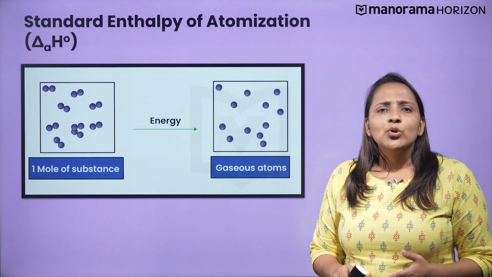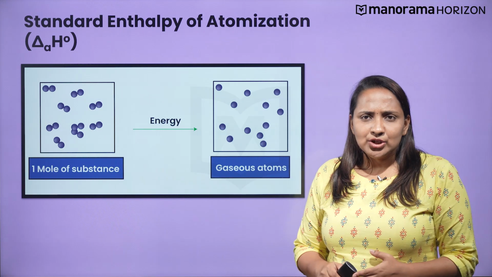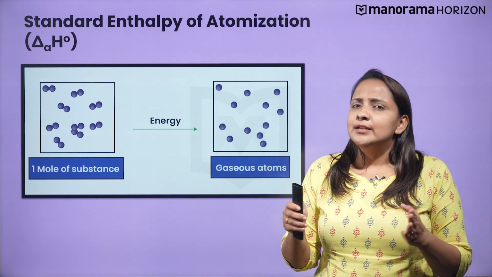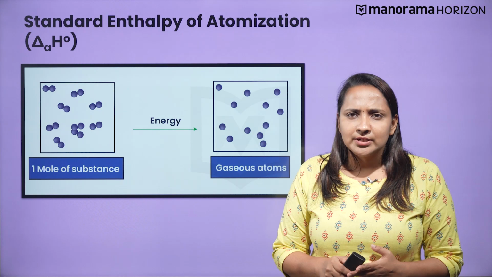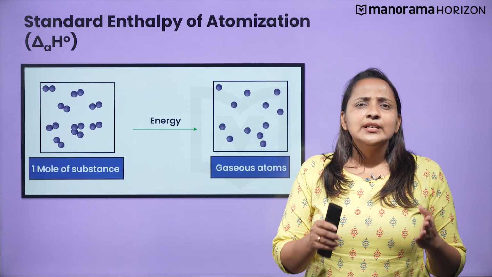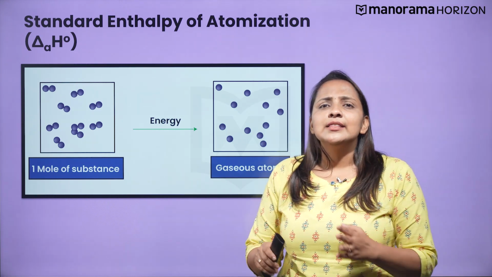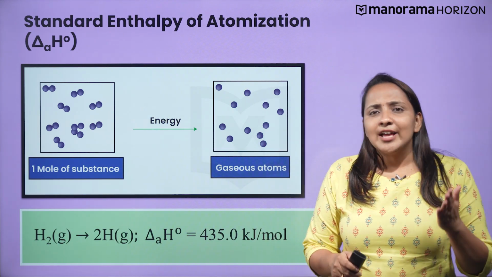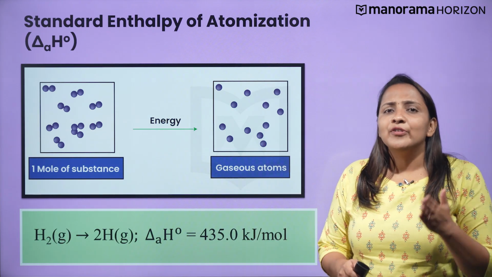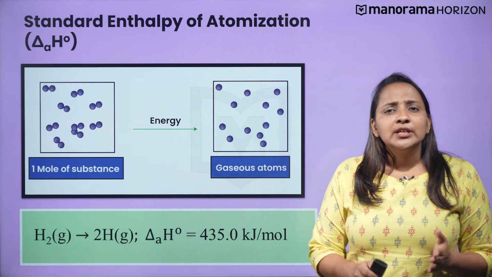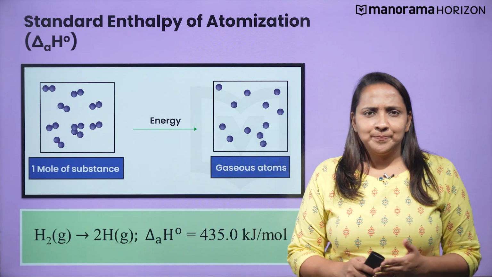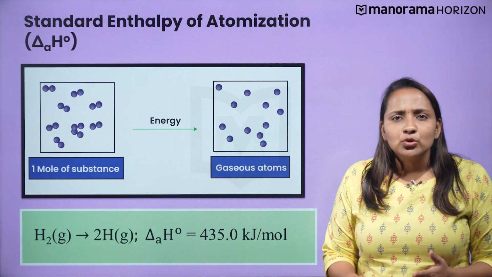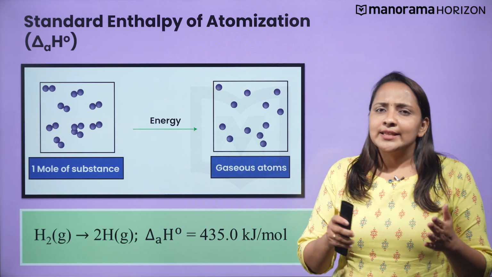Now, let us look at the enthalpy of atomization. The enthalpy change accompanying the complete dissociation of 1 mole of substance into gaseous atoms is called the standard enthalpy of atomization. For example, the enthalpy of atomization for 1 mole of dihydrogen is 435 kJ per mole. Here, the enthalpy of atomization is also the bond dissociation enthalpy.